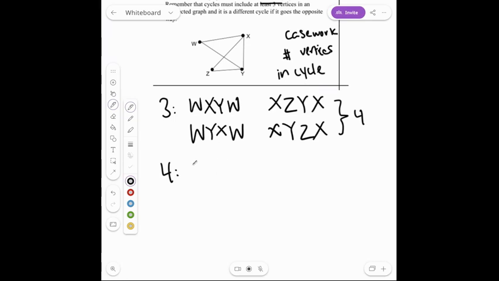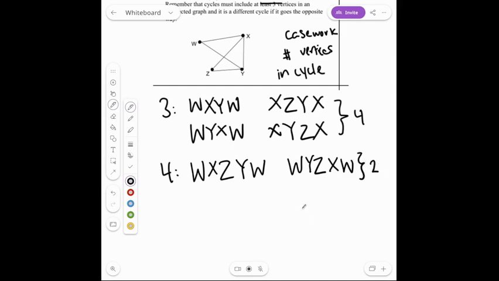Let's start with W again. W, X. Can we do W, X, Y, Z? But then you can't go back to W. So we can only do W, X, Z, Y, W, or W, Y, Z, X, W, which is 2 options. Now, since this cycle uses all of the different vertices, there's no more cases for 4 because otherwise it would just be the same cycle written a different way. And you can verify that yourself to check.